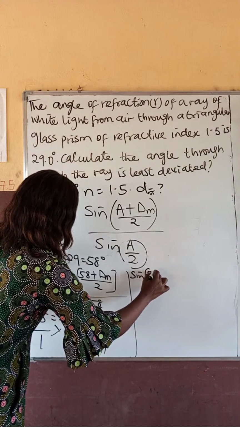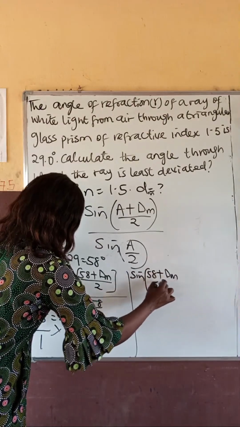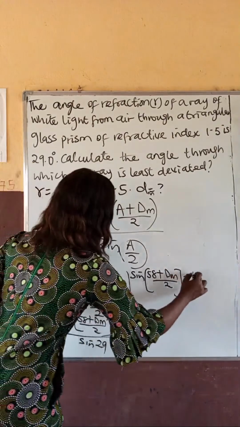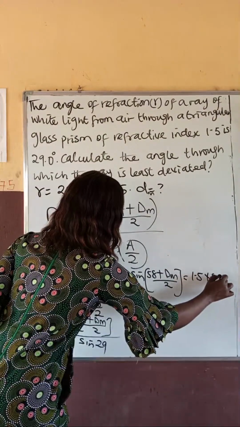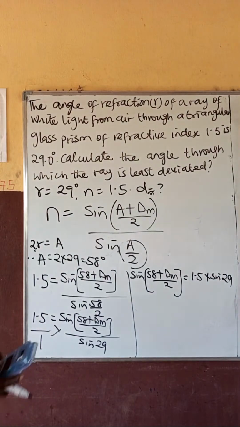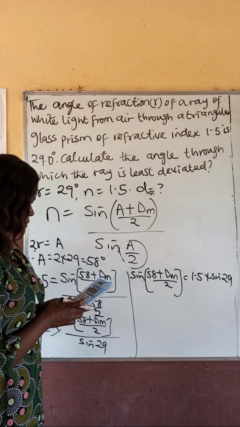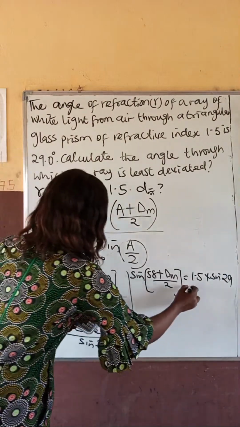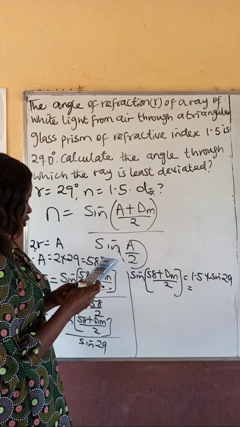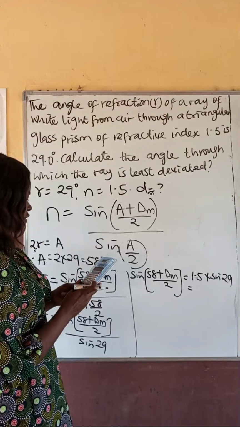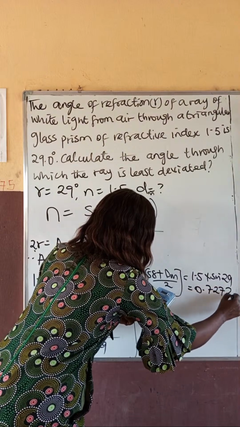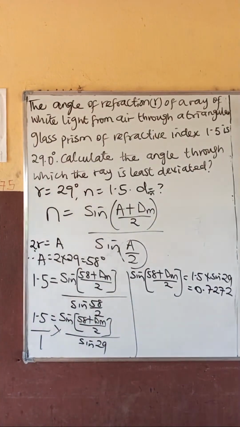Sine of (58 plus dm) over 2 is equal to 1.5 sine 29. All right, let's see what we have. Let's say sine 29 multiplied by 1.5. I have 0.7272, right?